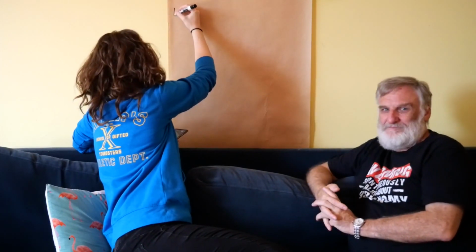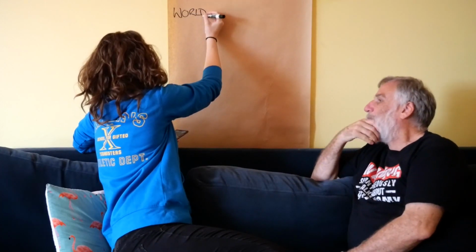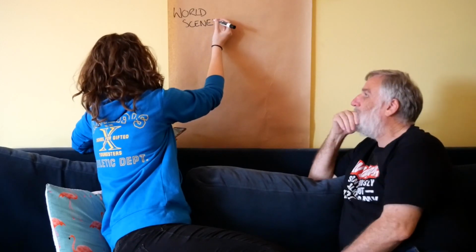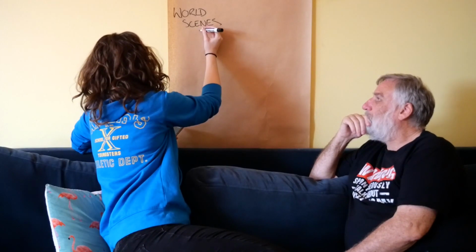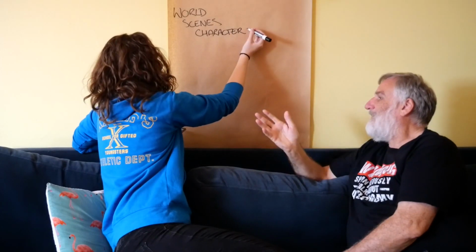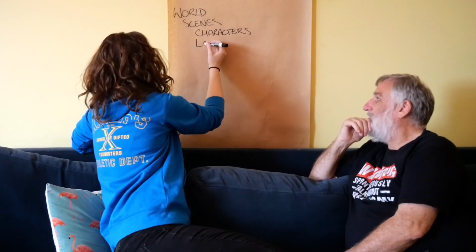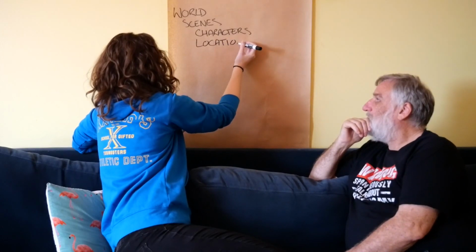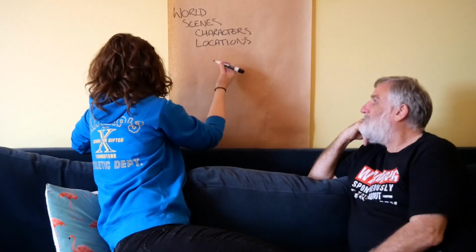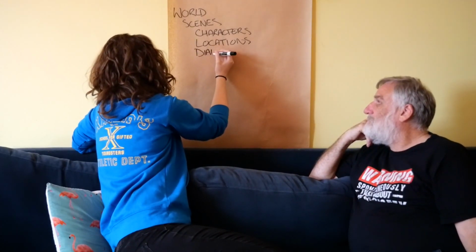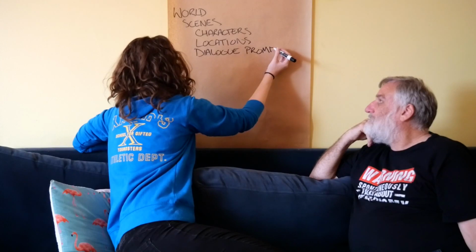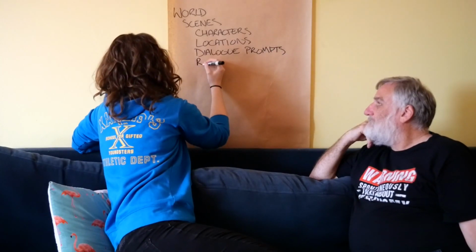Okay, great. So we talked about world. And then I had within that world scenes. And for me, those scenes have characters. So far it's fine. They have locations. Well, I've listed this as dialogue prompts. And they have response menus.